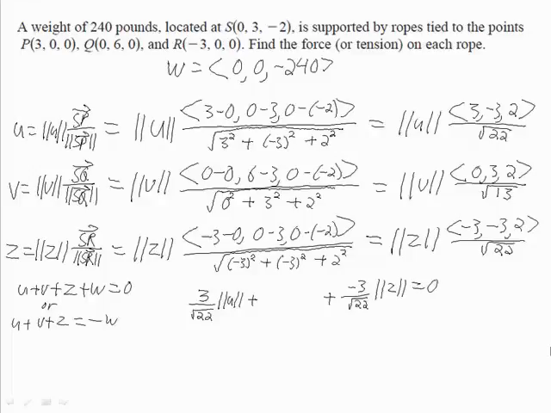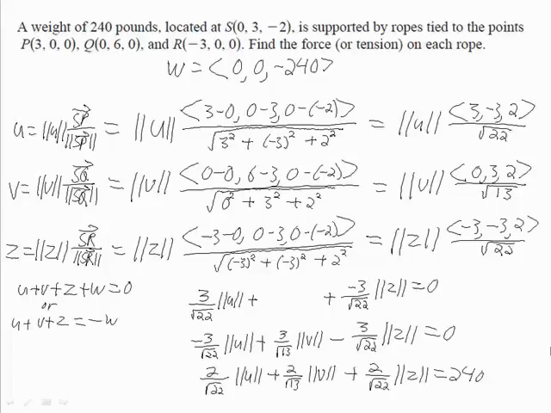-3 divided by the square root of 22 times the magnitude of U plus 3 divided by the square root of 13 times the magnitude of V minus 3 divided by the square root of 22 times the magnitude of Z is equal to 0, and 2 divided by the square root of 22 times the magnitude of U plus 2 divided by the square root of 13 times the magnitude of V plus 2 divided by the square root of 22 times the magnitude of Z is equal to 240.